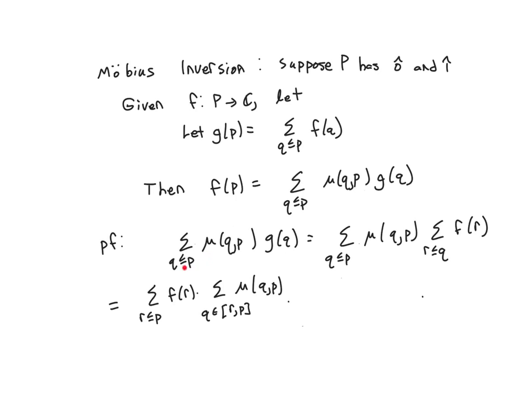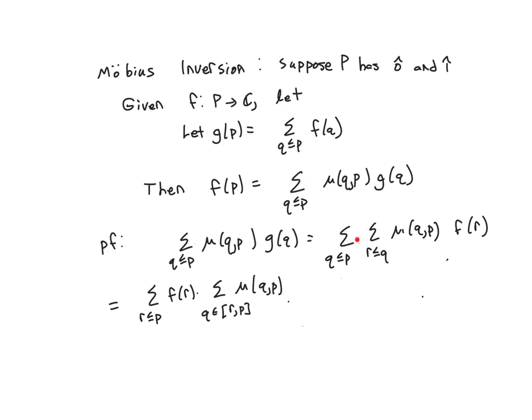So here's the proof. The proof is admittedly simple. You take this right-hand side, you replace g of q with its definition. G of q is by definition the sum over all r less than or equal to q, f of r. And then you just change the order of summation by first bringing the summation out, as so, and then bringing the summation all the way on the outside.